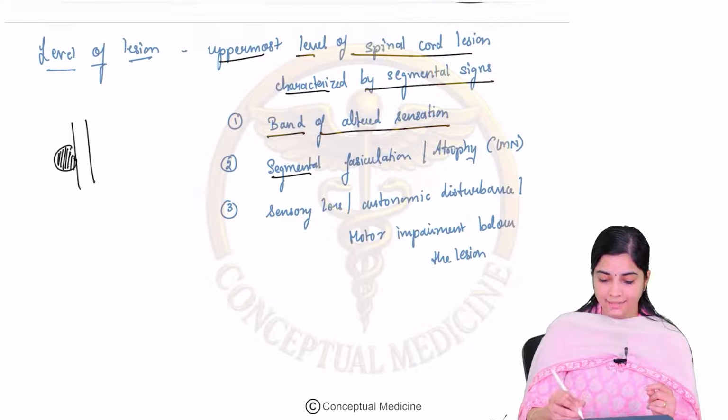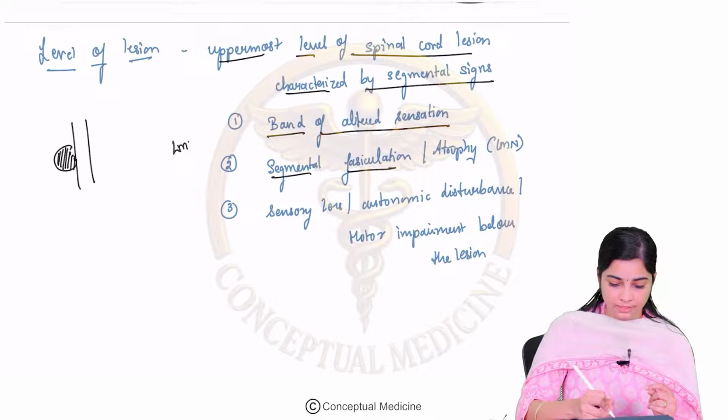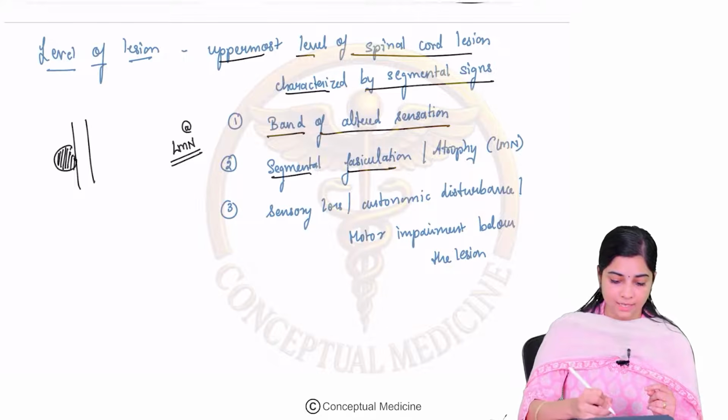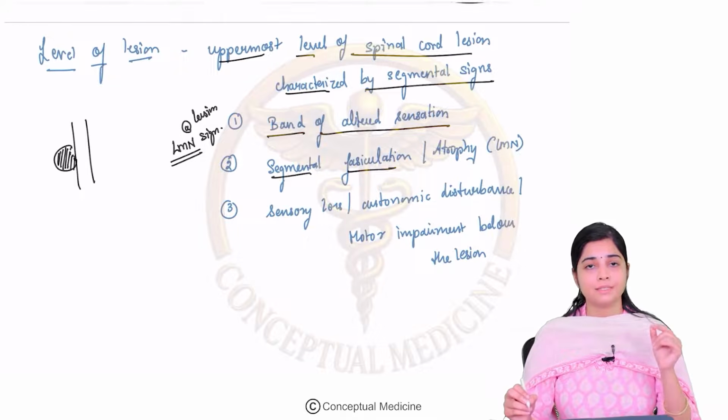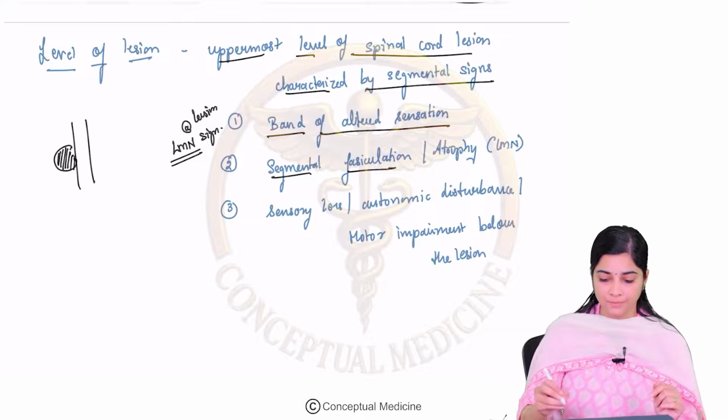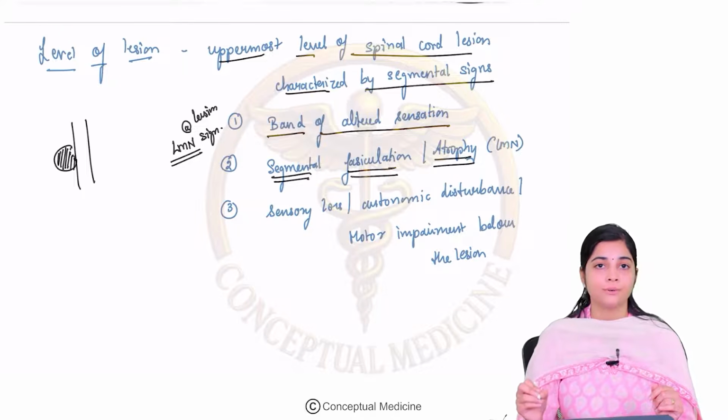Second, at the level of lesion in a spinal cord lesion, you will have LMN signs at the level of lesion. Right? So, the presence of LMN signs at one level indicates that this is the level at which the compression or injury is taking place. This is characterized by segmental fasciculations or atrophy.